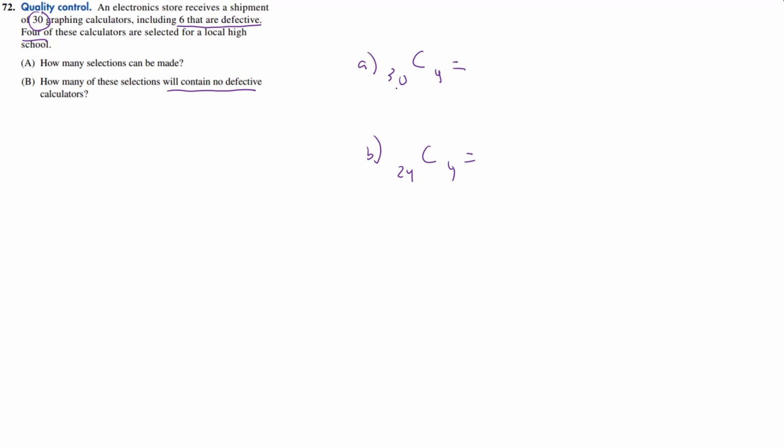And so that's going to be the number of ways that there's not going to be a defective calculator. Again, we took those out. That's the total number. So when we do this, there's going to be some defective calculators possible in here. When we do this one, there's not going to be any defective calculators.